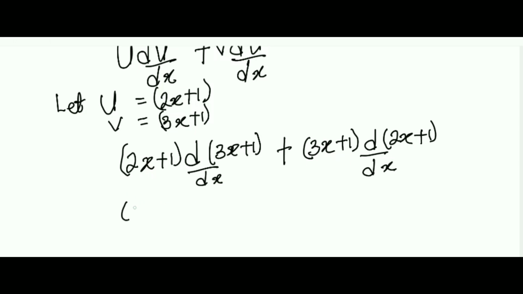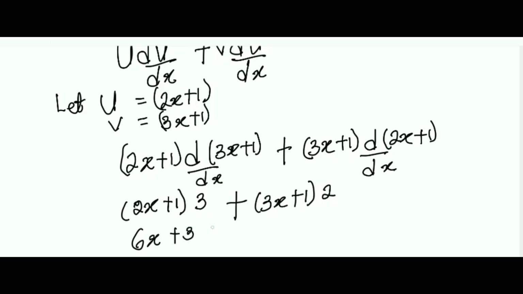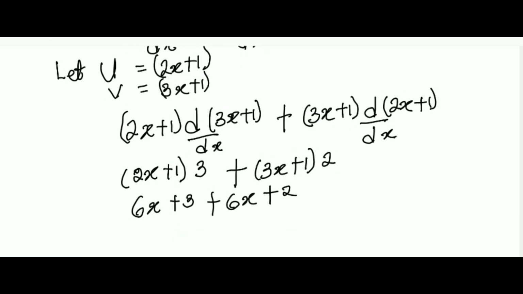So here I have the same factor, 2x + 1, and when you differentiate 3x, you have 3. When you differentiate 1, you get 0. Plus, I have 3x + 1, and you differentiate 2x, you get 2. So open up the brackets. 3 times 2x is 6x, plus 3, plus 6x plus 2. When you sum up, you've got 6x + 6x, 12x, and 3 + 2 is 5. And so this is your answer.